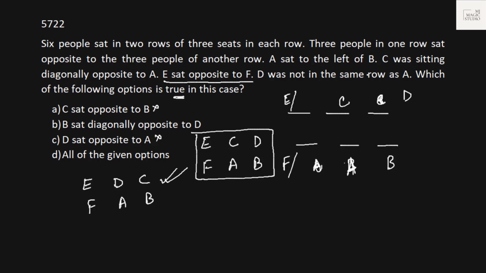A sat to the left of B, done. C was sitting diagonally of A, done. E sat opposite of F, okay. D was not in the same row as A, done. Which of the following options is true? Then this one, option B, fits in. B sat diagonally opposite to D. Option B is the pick.